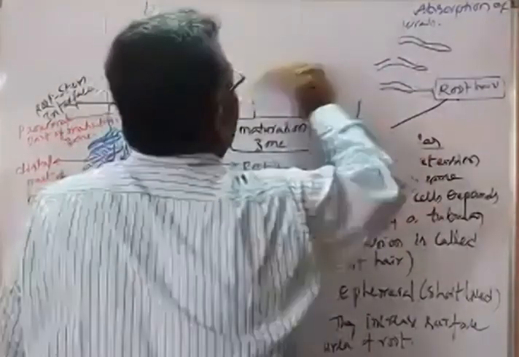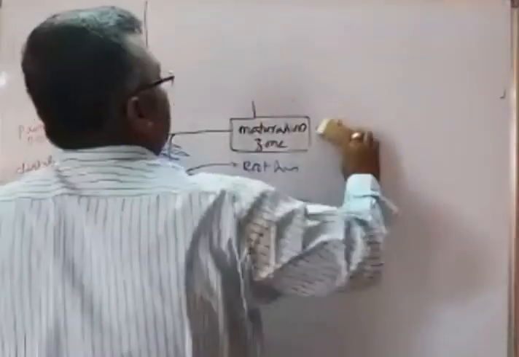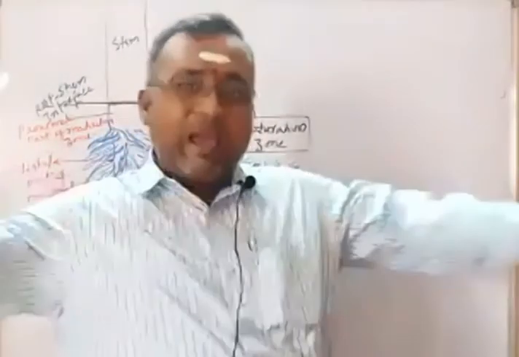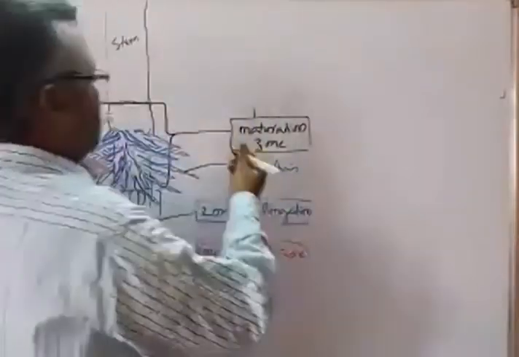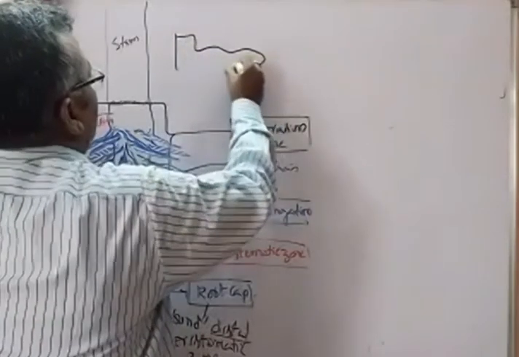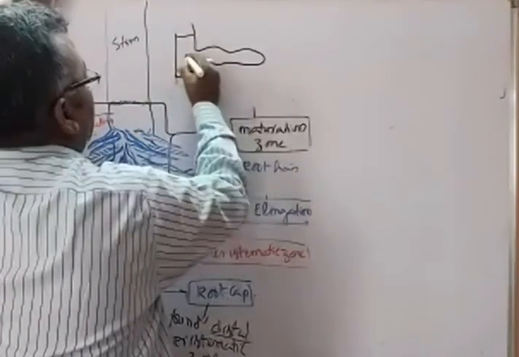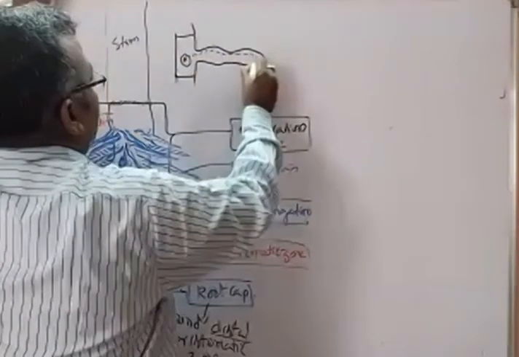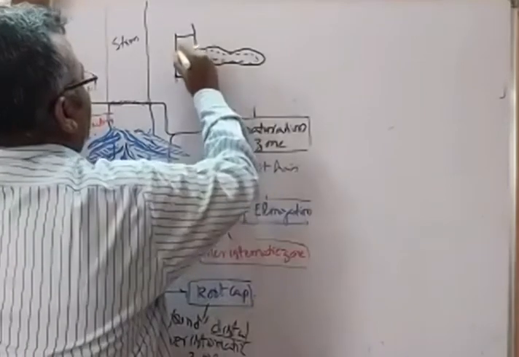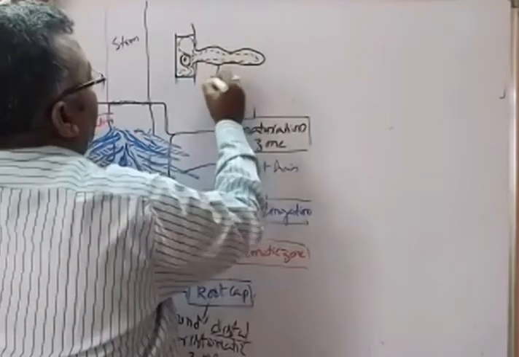Next, another important aspect. Root hair is nothing but a tubular extension. The cell wall of the epidermal cell expands and gives a tubular extension. So simply you can draw the diagram like this. This is the epidermal cell. Now this is the root hair cell. This is the root hair.